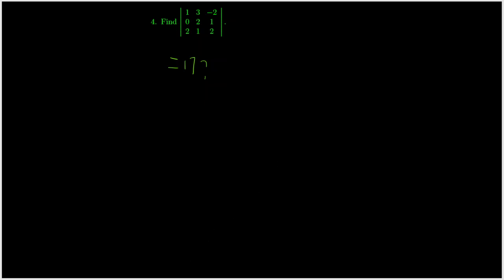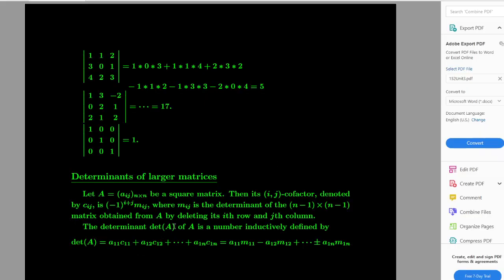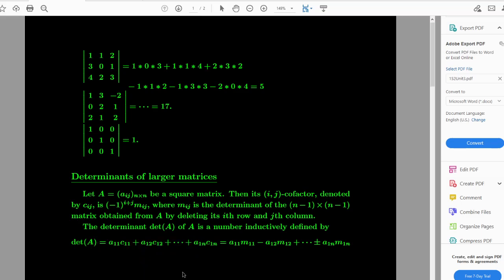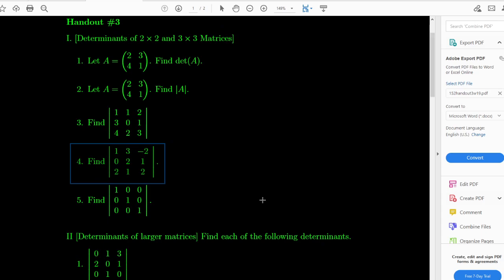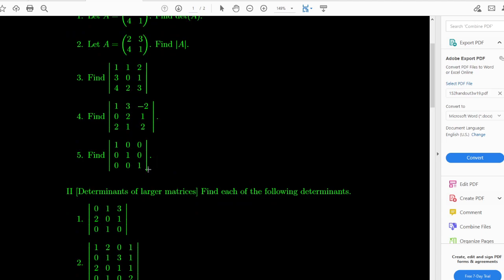So we're at number four. Now look at number five. I don't even bother to copy it to PowerPoint. Now look at number five on the screen, on PDF. Anybody want to tell me the answer right away? One is right, actually.